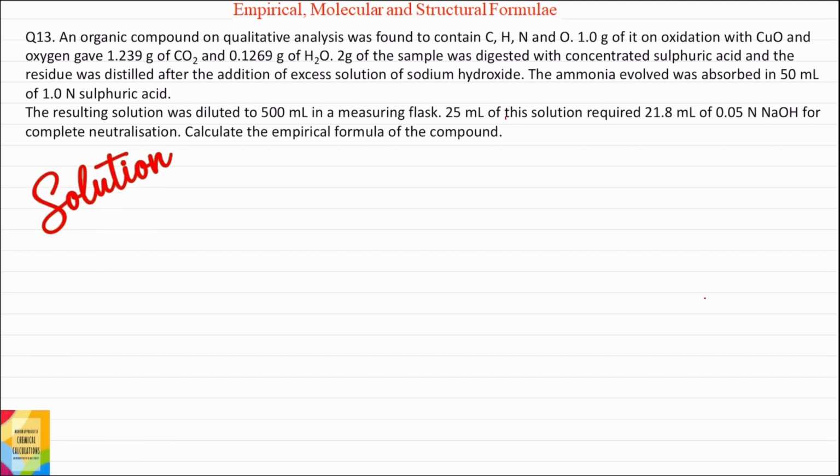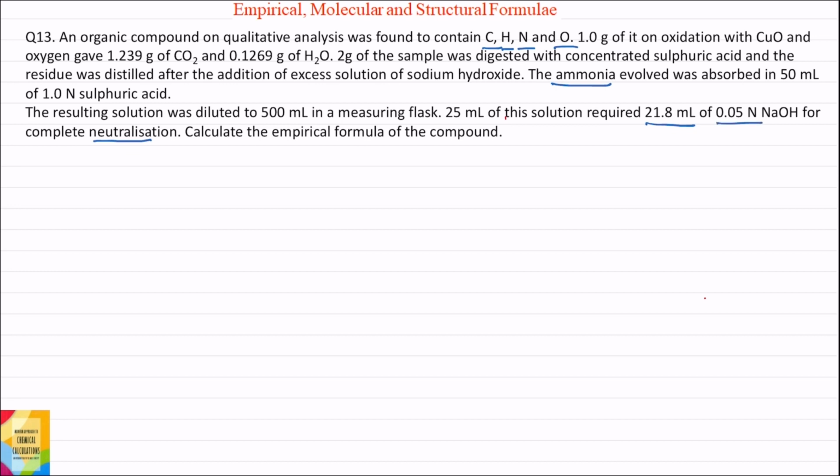The given organic compound contains carbon, hydrogen, nitrogen and oxygen. The nitrogen present in the compound is converted to ammonia and is absorbed in 50 ml of 1N sulphuric acid, that is, 50 milliequivalents of sulphuric acid. So out of this 50 milliequivalents of sulphuric acid, some of it reacts with ammonia while the rest of it is neutralized with 21.8 milliliter of 0.05 N NaOH.